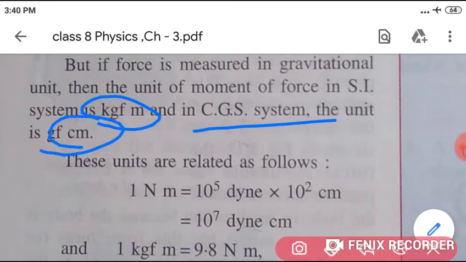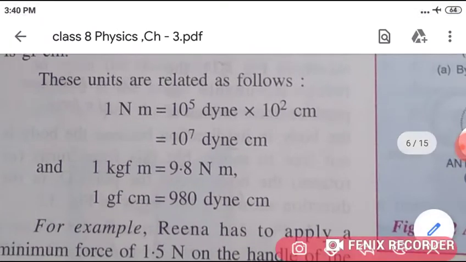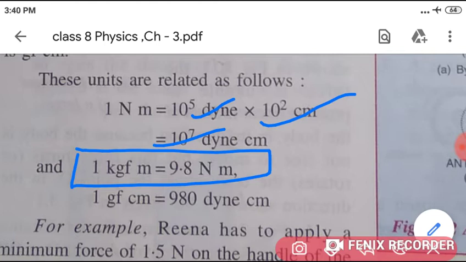Okay, these units are related like this. 1 Newton meter is equal to 10 raised to power 5 dyne multiplied by 10 raised to power 2 centimeter. That means 10 raised to power 7 dyne centimeter. Students, 1 kgf m is equal to 9.8 Newton meter. 1 gf centimeter is equal to 980 dyne centimeter.